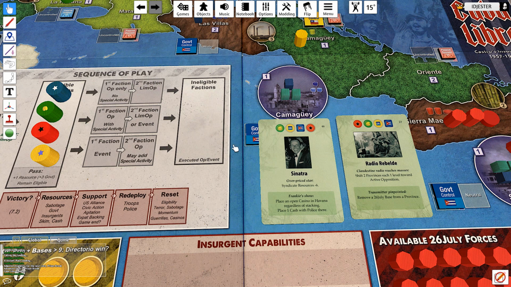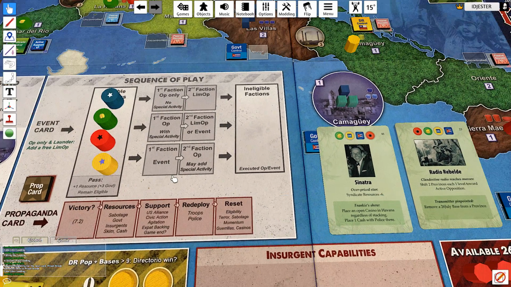So more than likely in this situation, green is going to see this and say, I've got the best chance to do something. I should do something now, because next time I'm not going to get quite as good a chance. So he will more than likely do something. So let's look at what he can do.